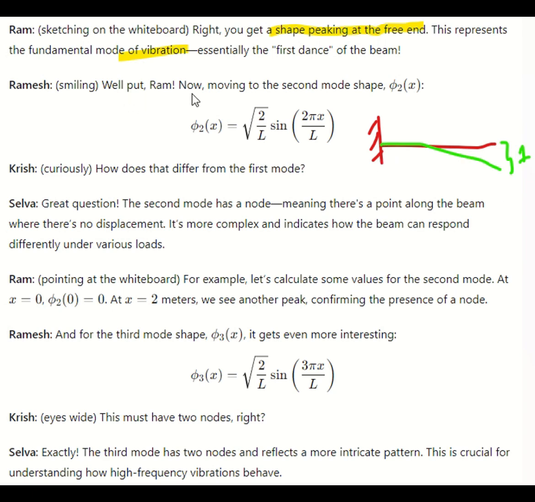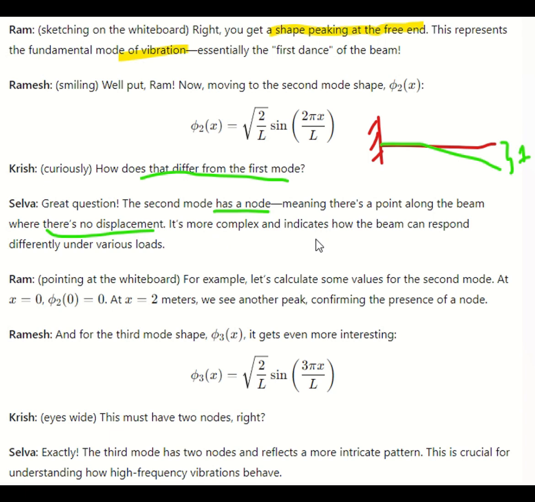Well put. Moving to the second mode shape, phi 2 of x equals square root of 2 by L sine 2 pi x by L. How does the second mode differ from the first mode? Great question. The second mode has a node, meaning there's a point along the beam where there's no displacement.